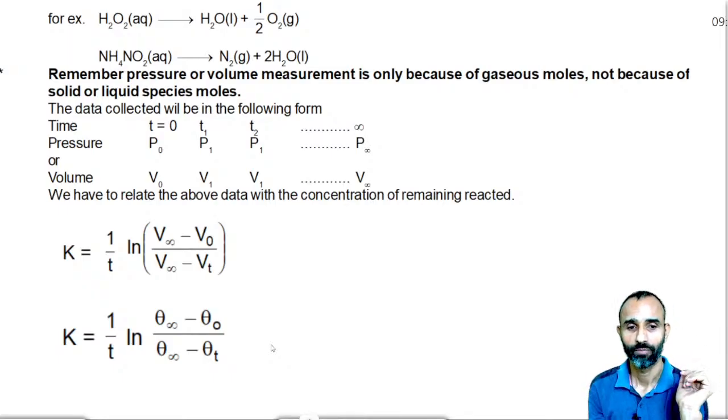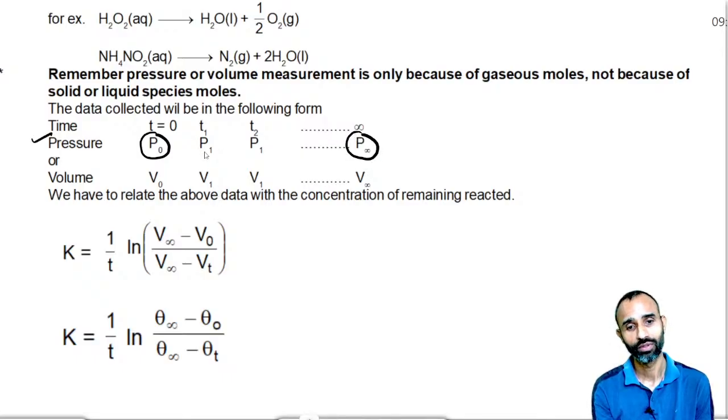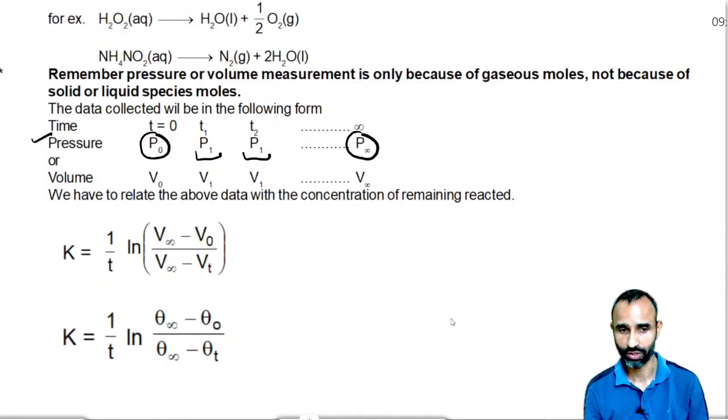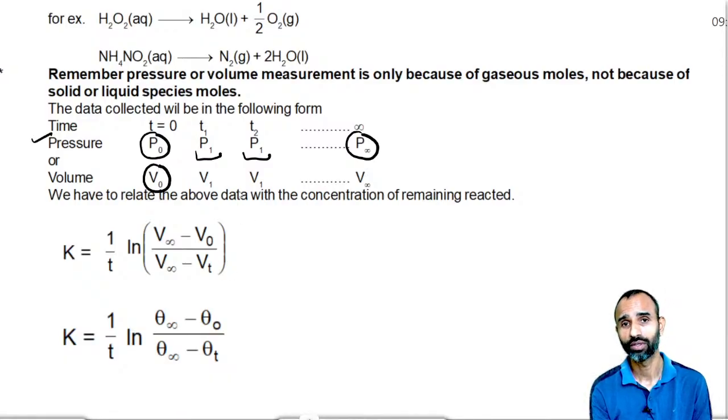Let us say we have data either in pressure terms. So pressure is given at 0 time and at infinite time and at different time intervals. Same if volume is there, volume is given at 0 time, at V2, and at infinite time.